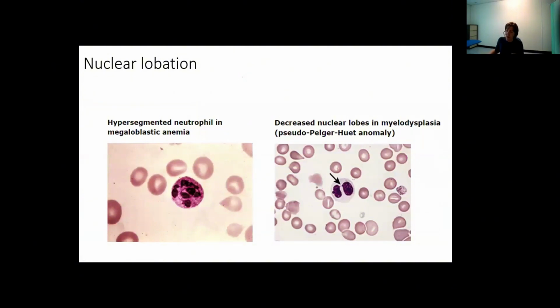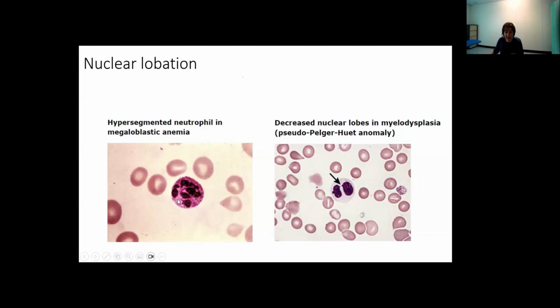So, just by way of illustration of what I was talking about with regards to the neutrophils, normal is about 5 lobes, but here we've got 1, 2, 3, 4, 5, 6, probably 7 lobes, depending on the orientation that you've got there. And that would be described as a hypersegmented neutrophil.